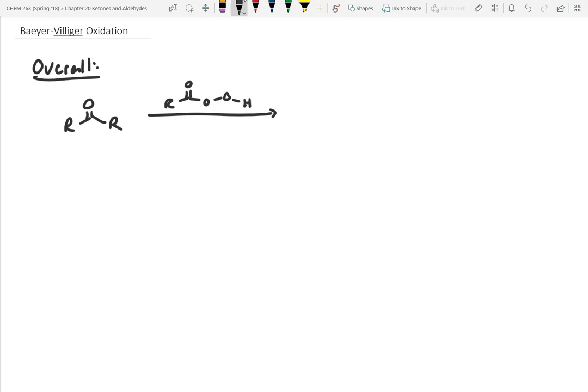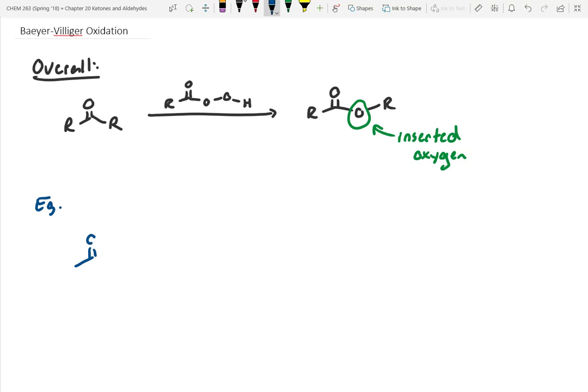And the neat thing with this reaction is it will end up inserting an oxygen between the carbon and the other carbon coming off the end. So you end up with an inserted oxygen. There's a couple different ways you can do this. Let's take a look at an aldehyde, just a really simple aldehyde. If you treat this with a peroxy acid, the question then becomes, where is the oxygen going to go?